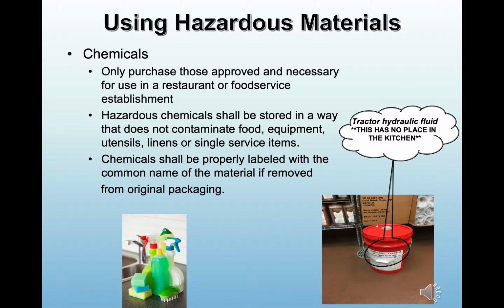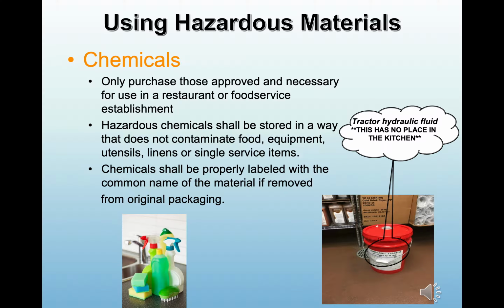Hazardous materials such as chemicals for cleaning have their own rules for use and storage. Food establishments should only purchase chemicals that are approved and necessary for use in a restaurant or food establishment. Hazardous chemicals shall be stored in a way that does not contaminate food, equipment, utensils, linens, or single-service items. Chemicals should also be properly labeled with the common name of the material. Pictured is an example of an inappropriate chemical in a kitchen. Tractor fluid has no place in a kitchen.